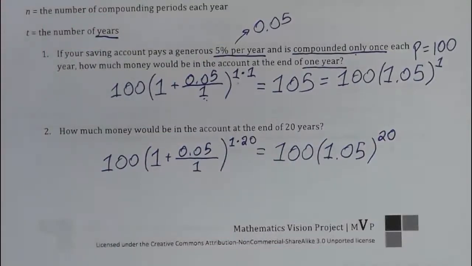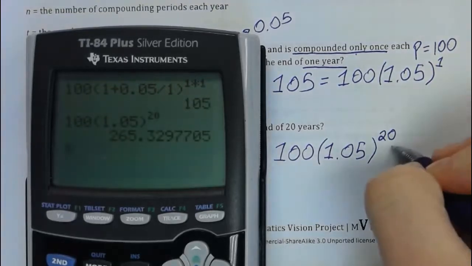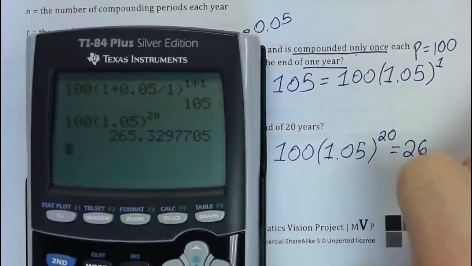So like for the second year, if we know we have $105 after 1 year, we would find 5% of 105 and add that to 105 to get what we have at the end of that year. So now if we grab our calculator again, we would be doing 100 times 1.05 to the power of 20, and we get $265.33.